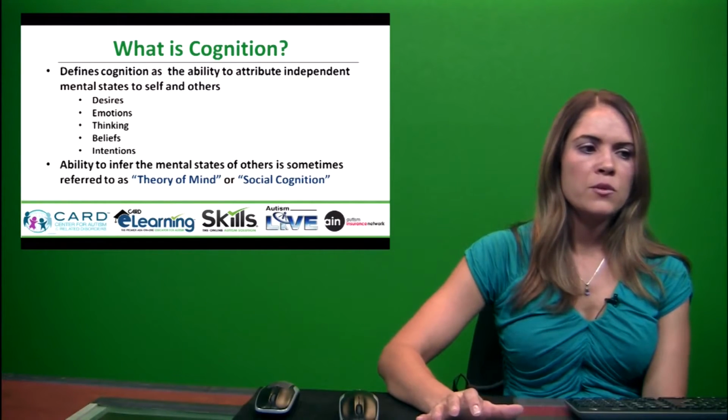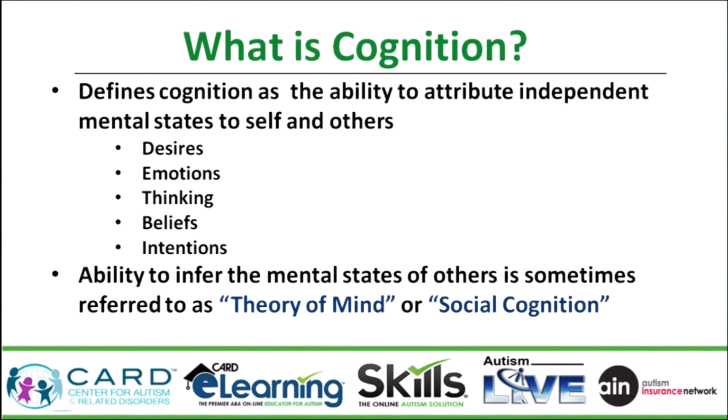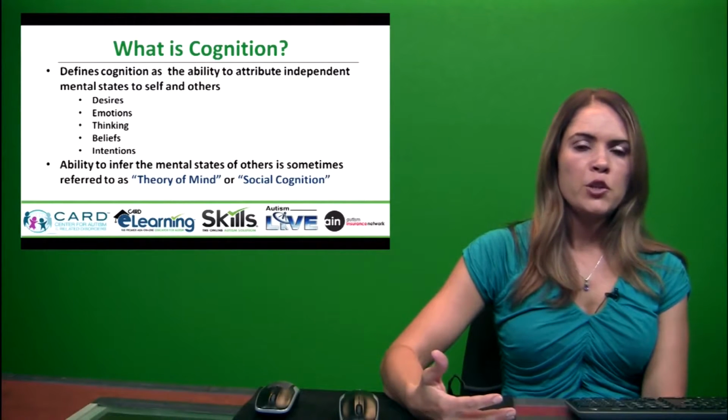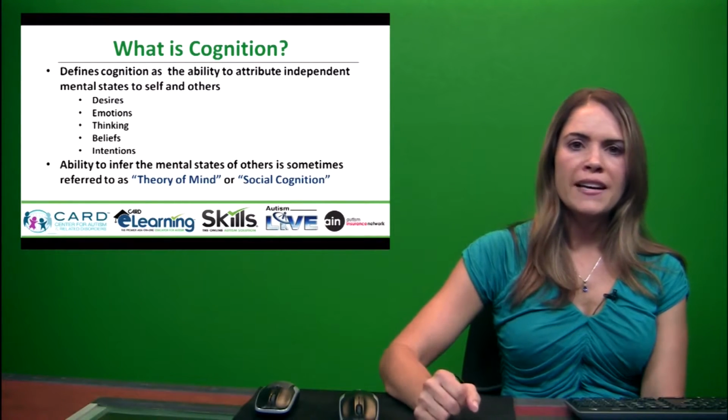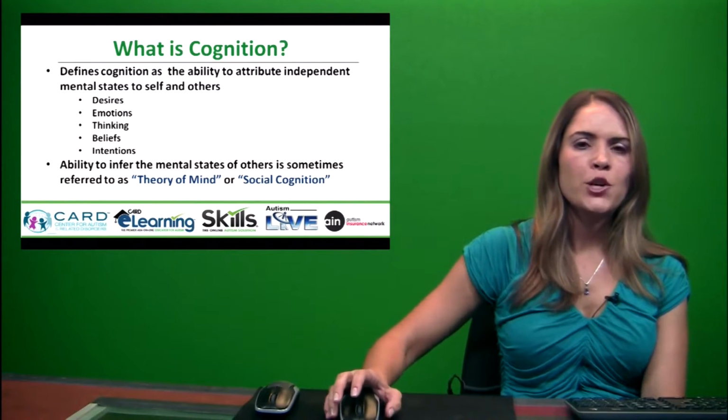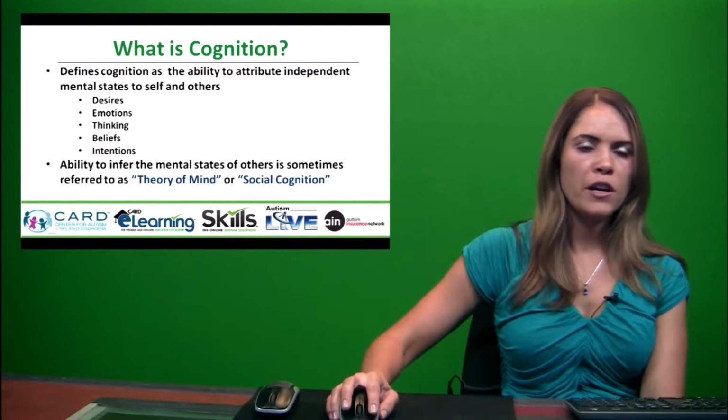Typically, in the traditional way, in developmental or cognitive psychology, cognition is the ability to attribute independent mental states to self and others. And later I'll give you more of a behavioral perspective, since I am a behavior analyst. But this means that they're going to see that different people have different mental states, and this gets into different topic areas such as others' desires, emotions, what they think, their beliefs, their intentions, and so on. And sometimes this ability to infer mental states of others is referred to as theory of mind, or what's called social cognition. So those may be two different terms that you've heard before to refer to this repertoire in individuals with autism.